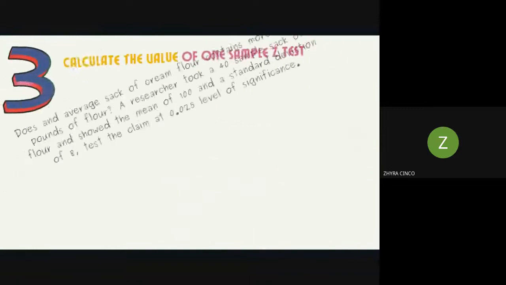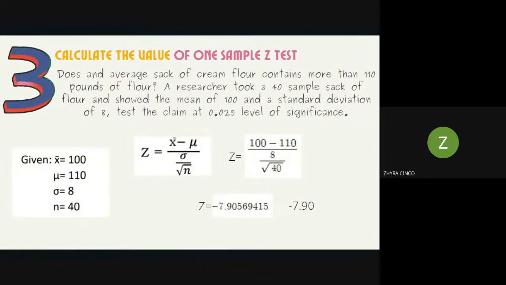For the third step, we'll be listing the given values, where x-bar is the sample mean, mu is the population mean, sigma is the standard deviation, and n is the sample size. We have 100 for the sample mean, 110 for the population mean, 8 for the population standard deviation, and 40 for the sample size. Then we will be using this formula to get the value of our one sample Z test.